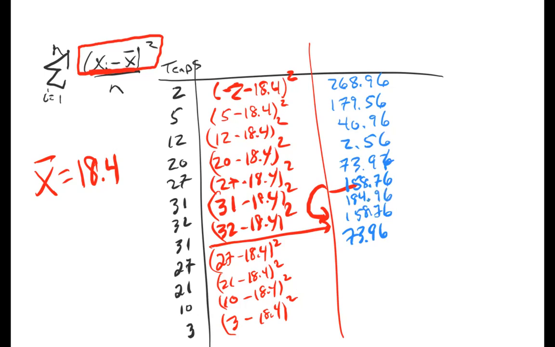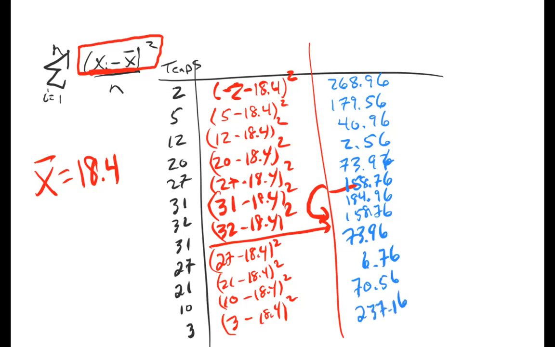21.84. 21 minus 18.4 squared is 6.76. And there's probably a way we can do this on Desmos a little bit quicker. And 10 minus 18.4 squared, 70.56. And the last one, 3 minus 18.4 squared, 237.16.